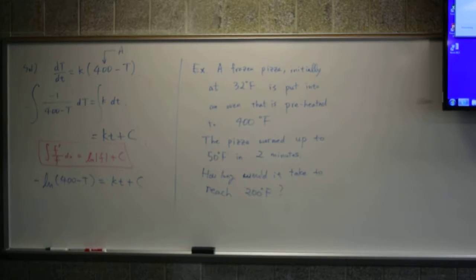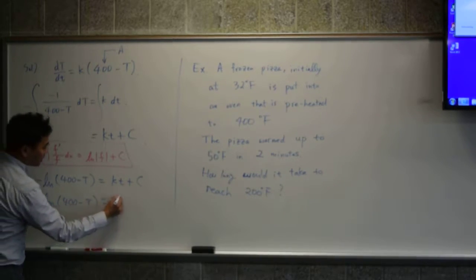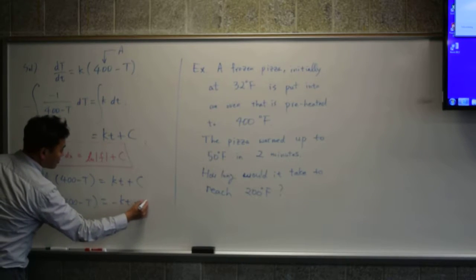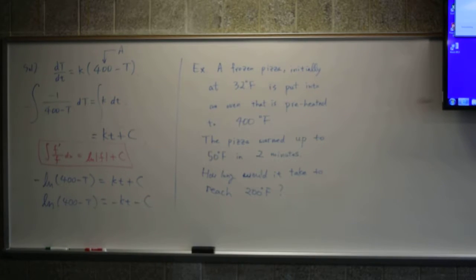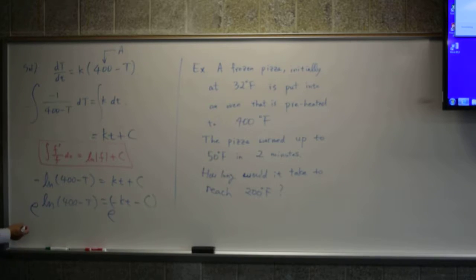All right, and then we can now solve for T. How do you solve for capital T? First, multiply by negative, so you have ln of 400 minus T equals negative kt minus c. And then you raise both sides with respect to e, because e and ln cancel.